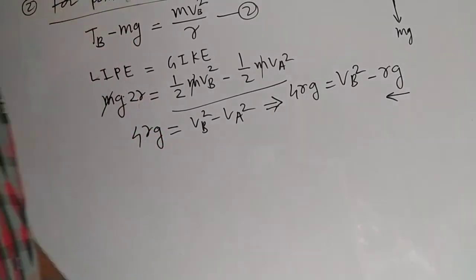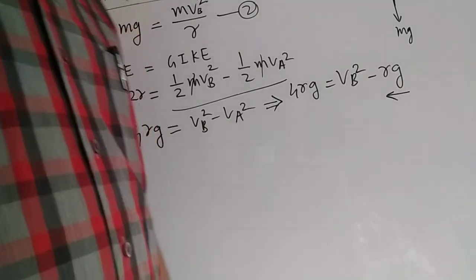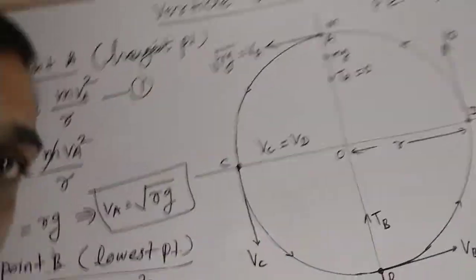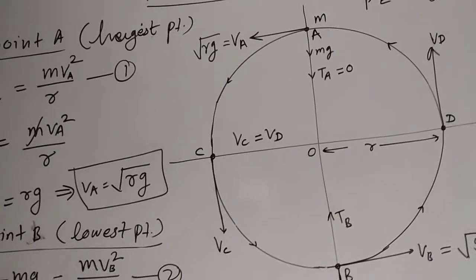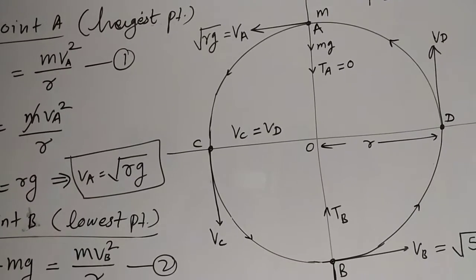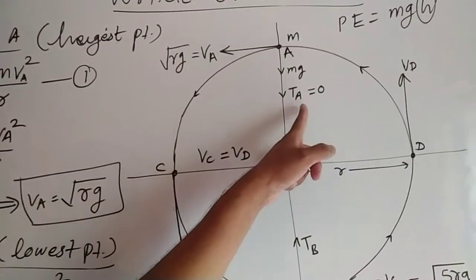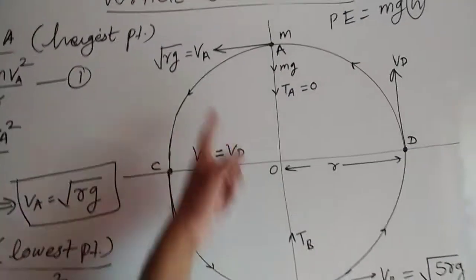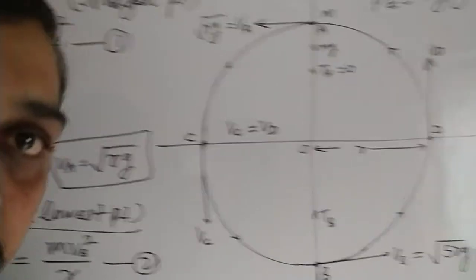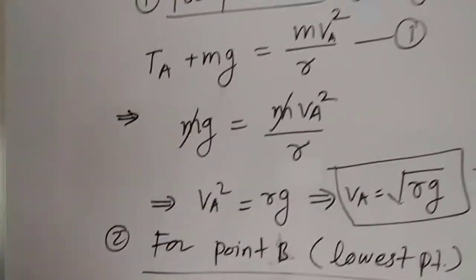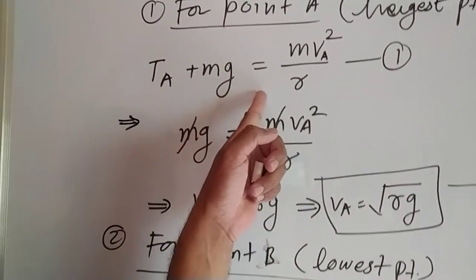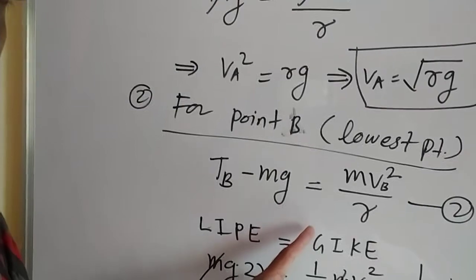So what we have to do here? Just we have seen this diagram here. In this diagram, we have found the velocity at A and the velocity at B. Suppose I want to find the difference in the tension at B and A. How can we find it out? We have written two equations: equation 1 for the highest point, equation 2 for the lowest point.